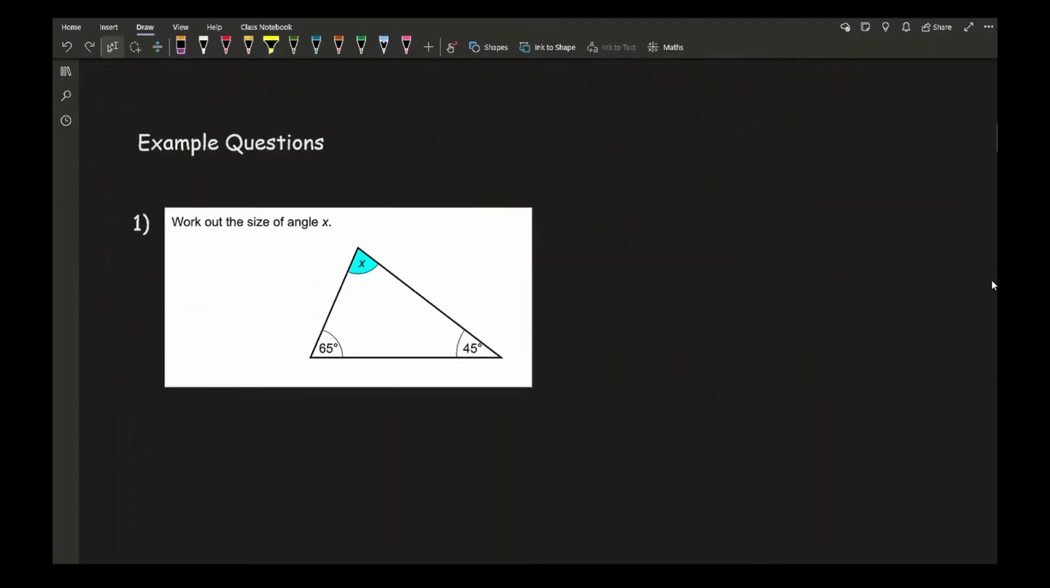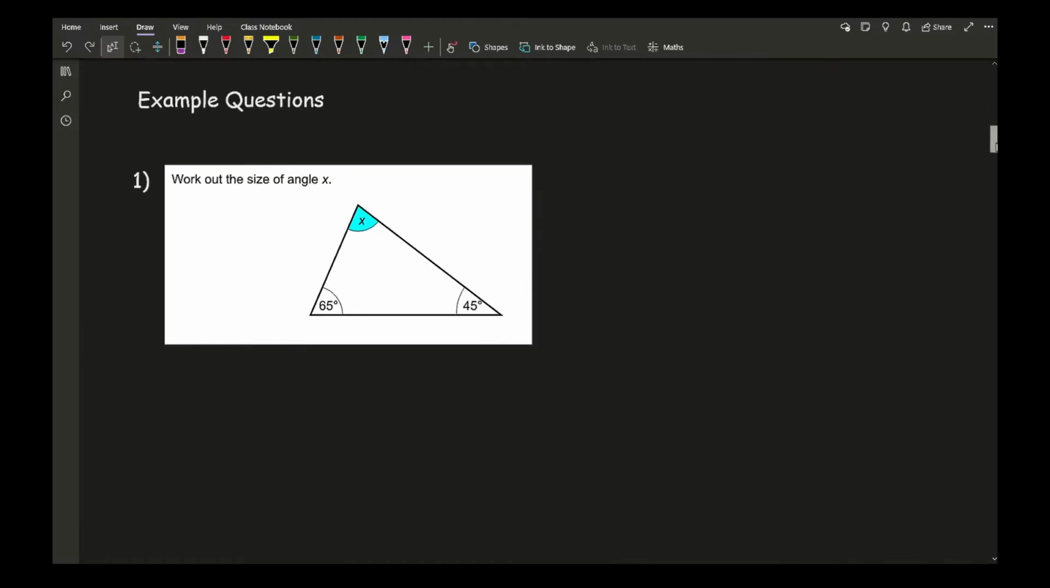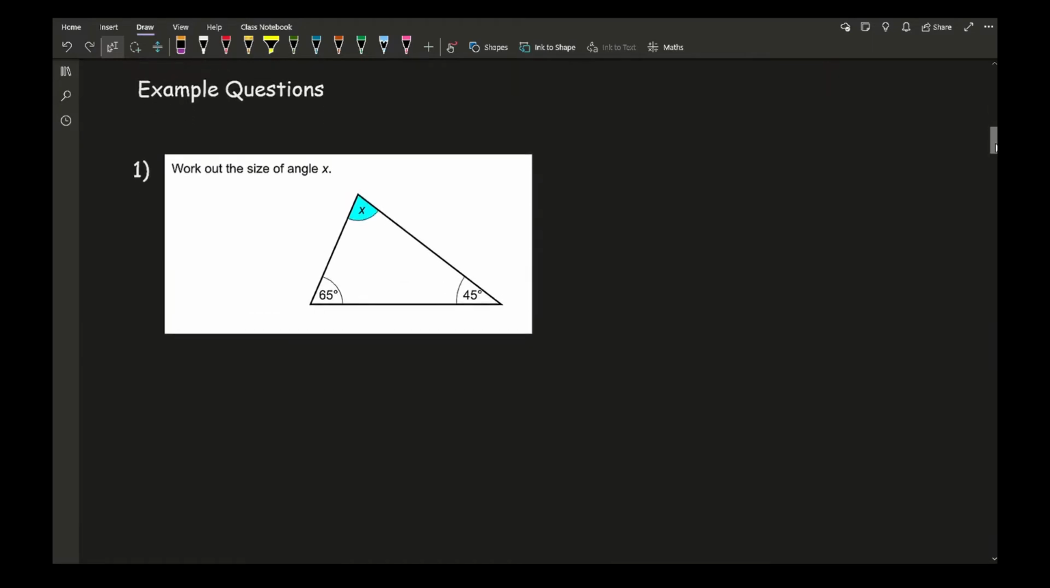So let's have a look at some actual questions. In this particular example question, it says work out the angle of x. Now, the one thing you don't want to do when you get this type of question in your exam is to reach for your protractor and start measuring the angles. There is a very, very high chance that none of these triangles are ever going to be drawn to scale. So the purpose of working out the angle of x is not to measure the angle with a protractor.